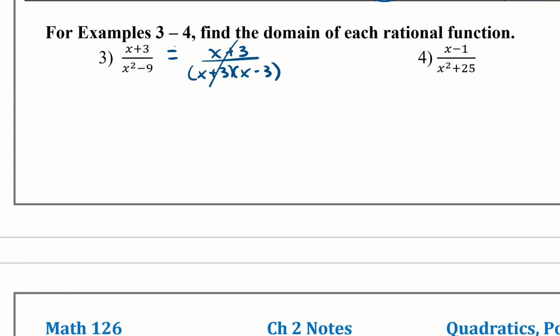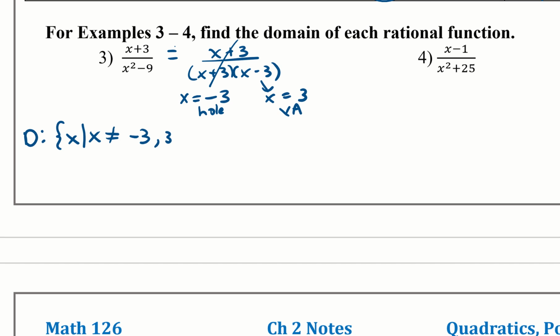So first of all, x is not allowed to equal -3 or +3. This one gives me a hole in the graph, and this one gives me a vertical asymptote. So when I'm looking at the domain of this function, for a rational function, I can equal any x value except I'm not allowed to equal -3 or 3. Those are the only ones that x cannot equal.